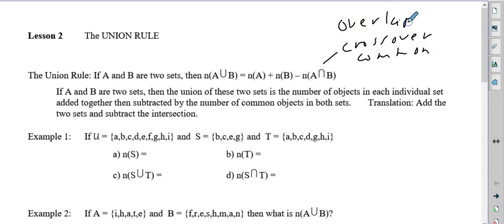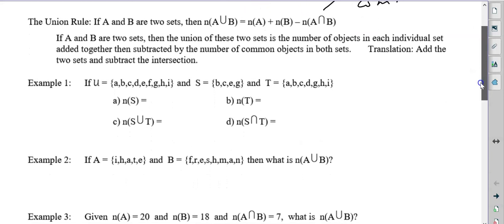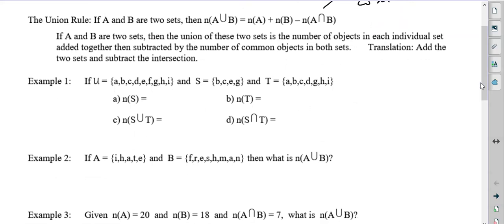You don't have to write all these down. Just whatever works for you. But that middle section right there, okay, you're taking out the middle section. All right? So if A and B are two sets, then the union of these two sets is the number of objects in each individual set added together, subtracted by the number of common objects.